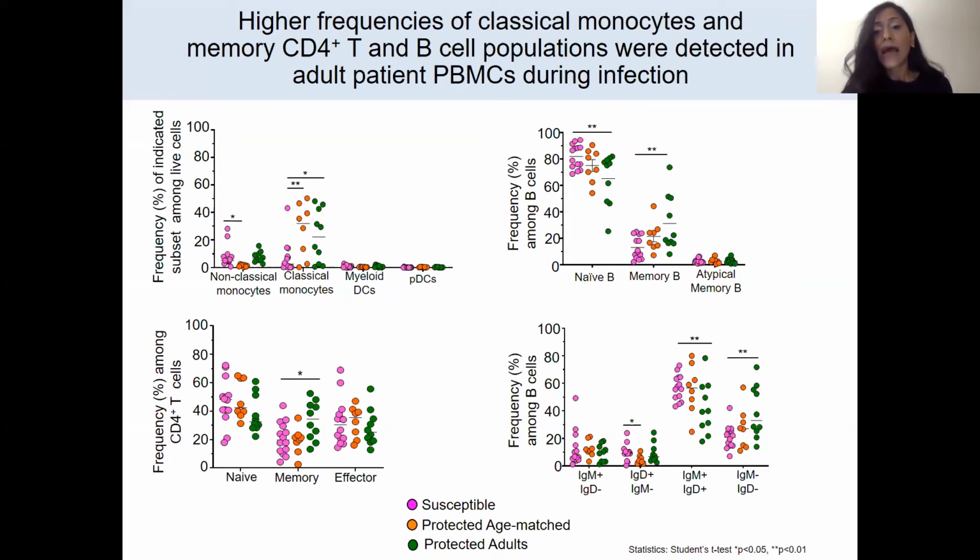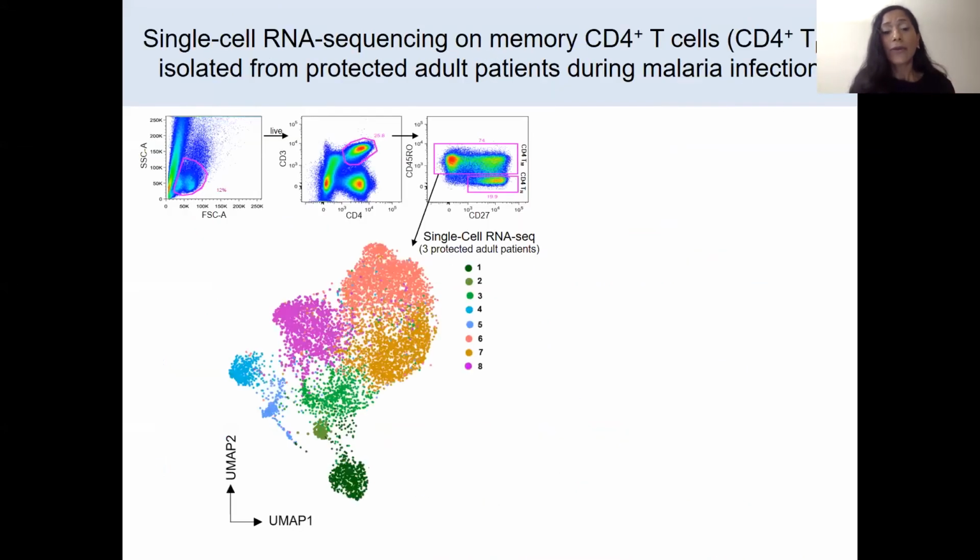It's possible that these higher frequencies of memory CD4 and B cell populations are due to the age of the patient. But despite that, we wanted to further characterize this population of memory CD4 T cells because we know that they're important for responses to infection, especially viral infections. And we know that CD4 T cell responses are also important to promote robust B cell responses and the generation of antibodies.